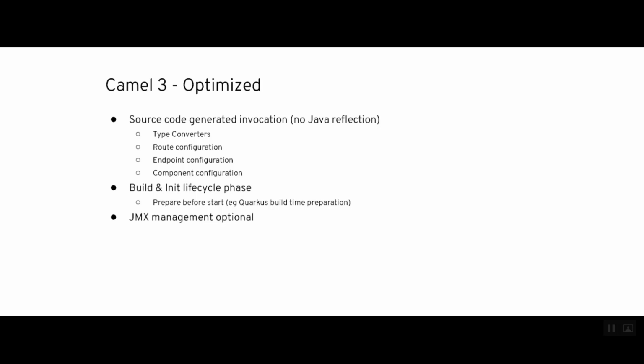We also introduced additional lifecycle phases on the Camel service, so you can have a build phase and an initialize phase. This allows Camel to do some additional work on building. So when you build your projects, products like Quarkus can leverage that and do some build-time optimizations that allow Camel to do even faster, smarter things. Another thing we did was to make JMX totally optional. For example, in cloud environments you typically don't use JMX, so there's no need to have it present at all on the classpath.